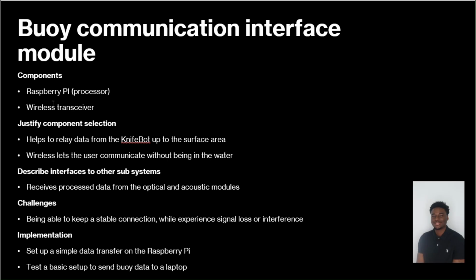The buoy communicates indirectly through the Knife Port's main controller, receiving packets that already include modem diagnostics and the robot's address metadata. The challenges we identify here include maintaining a stable wireless connection above the surface and mitigating interference. For the prototype, we will test a basic packet relay between the buoy and the laptop to verify reliability before expanding the system to multiple nodes.